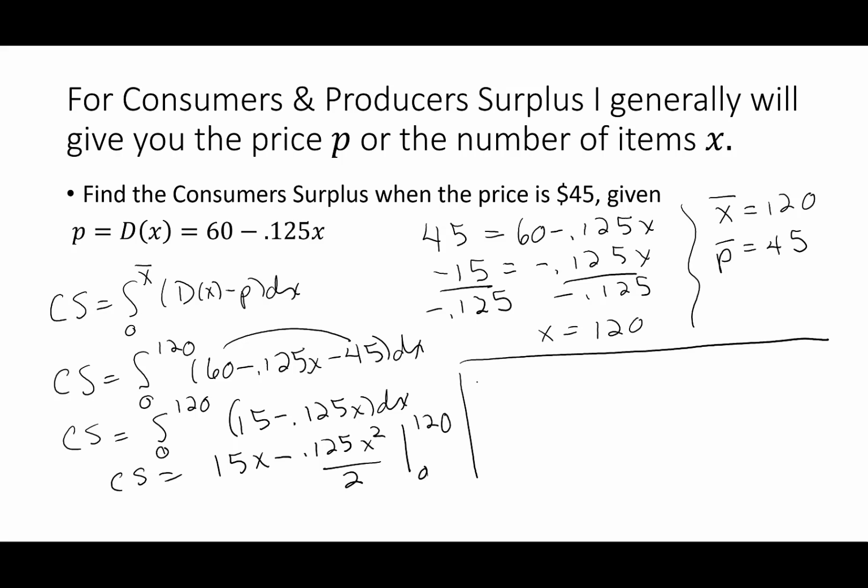I'm going to plug in 120 everywhere. So I have 15 times 120 minus 0.125 times 120 squared over 2. 0 again gives me 0.